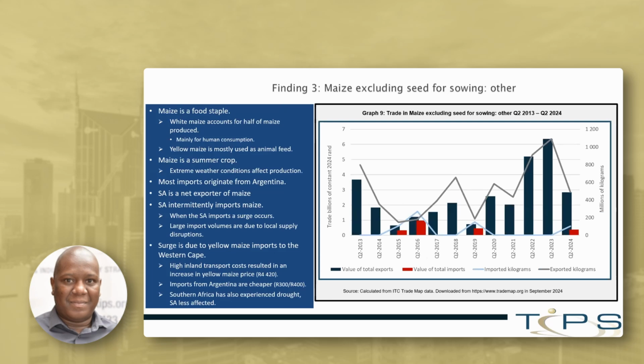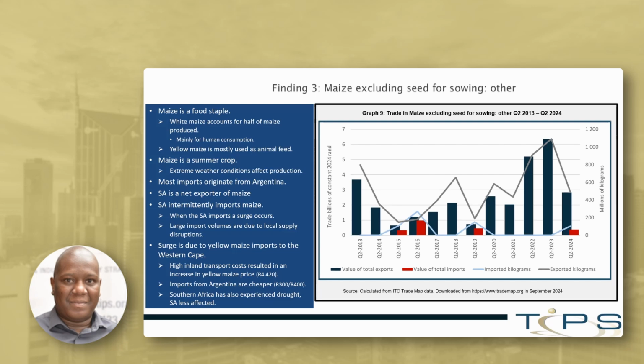Looking at the third finding, which was maize. Maize is a food staple, with white maize accounting for half of maize that is produced, and it's mainly for human consumption. In contrast, yellow maize is mostly used as animal feed. Maize is a summer crop with extreme weather conditions affecting production. Most imports into the country originated from Argentina, with South Africa being a net exporter of maize.